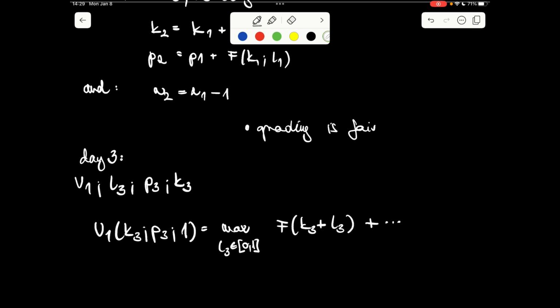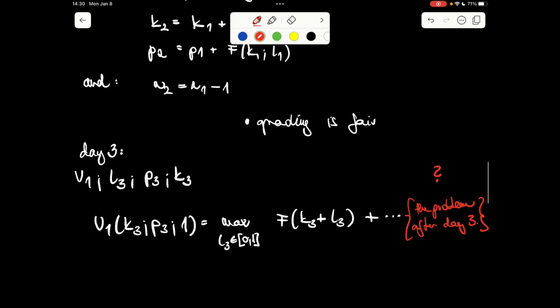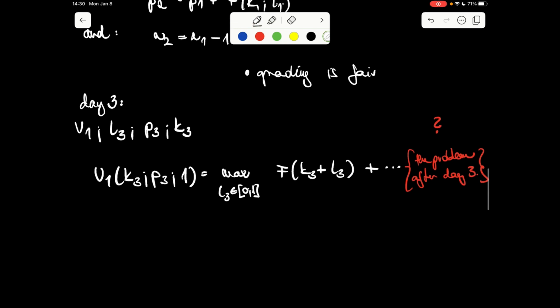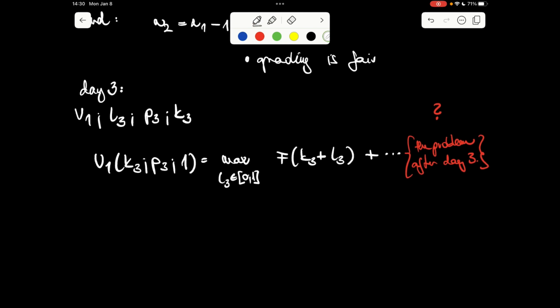And something. This is the problem after day 3. The question if it exists. How can we maximize V1? What is after the third period 3? Nothing. There is nothing after period 3 that is related to the project.